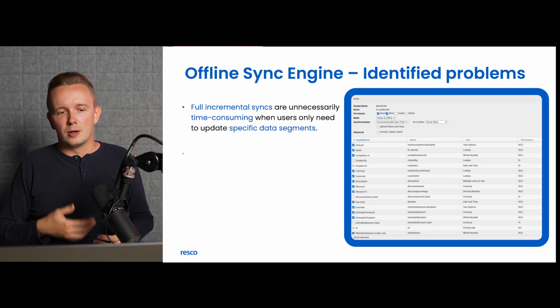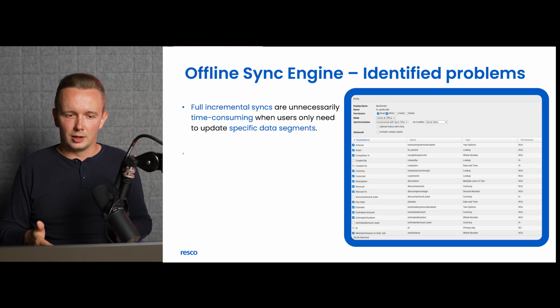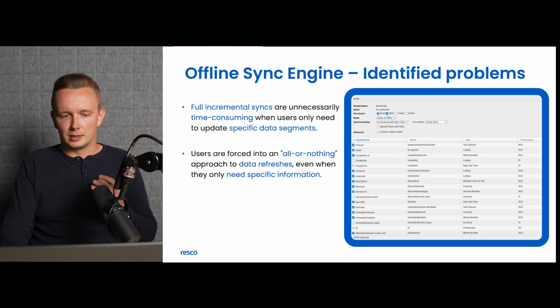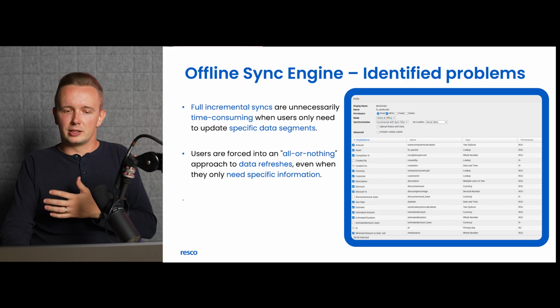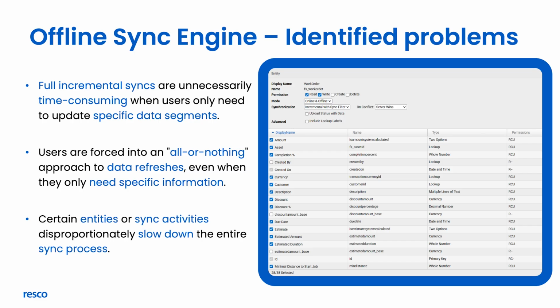For example, we know that full incremental syncs are unnecessarily time-consuming when users only need to update specific data segments. At the same time, users are forced into an all-or-nothing approach for data refreshes, even when they only need specific information. And last but not least, certain entities or sync activities disproportionately slow down the entire sync process. This set of problems led us to think about introducing a more granular approach to sync itself.